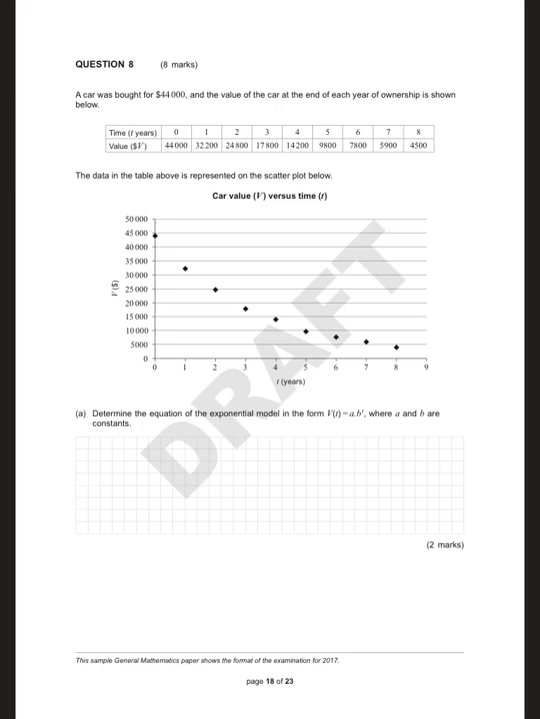So go up to the label, L1, L2, L3, press clear on L1. It asks you what to put in there. Press enter to clear it all. So independent variable, time in years in L1, 0, 1, 2, 3, 4, 5, 6, 7, 8. 44 grand, 32,200, 24,800, 17,800, 14,200, 9,800, 7,800, 5,900, 4,500.